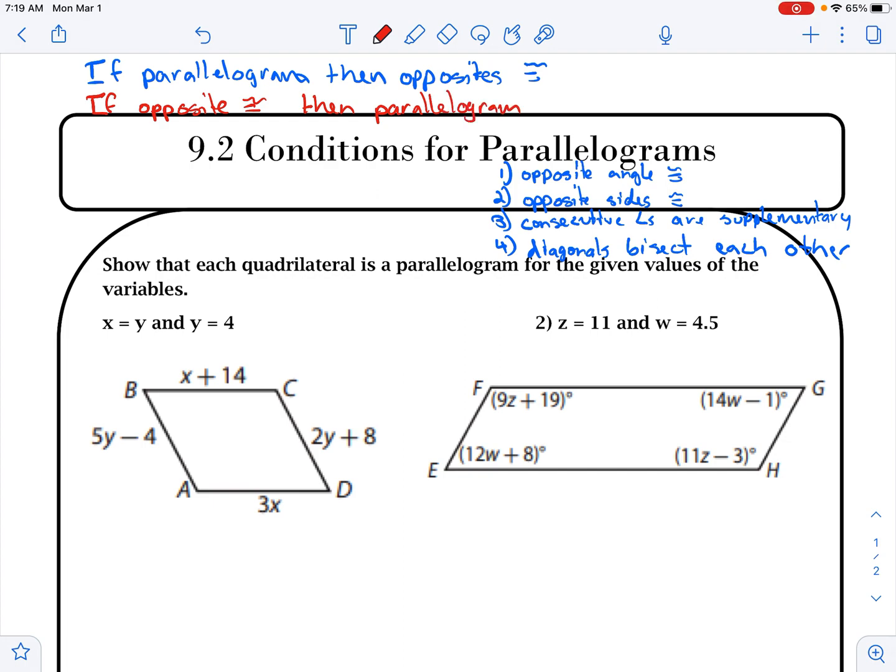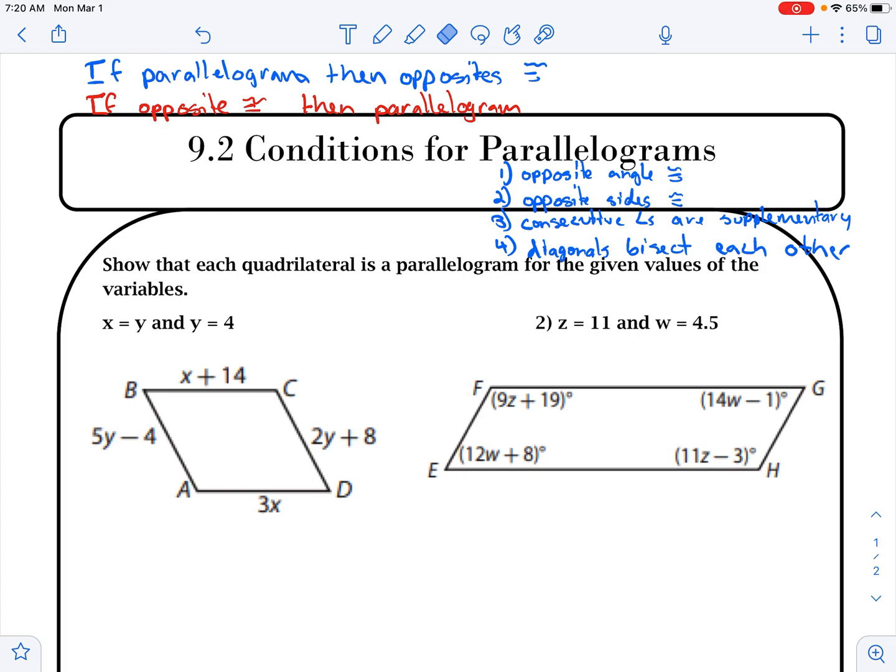So what we want to do is check. In question 1, we want to say, okay, if this is a parallelogram, then this side should equal this side. So we want to check that and see, does this side equal that side? Then this side needs to equal this side. So we're going to check it as we go through it. You could check it one of 2 ways. I'll show you one way.